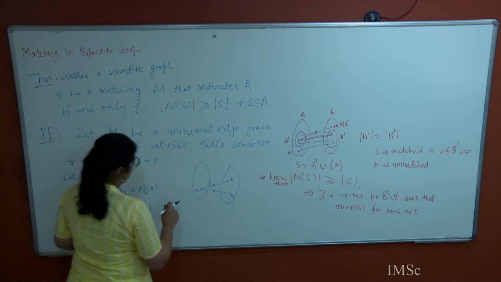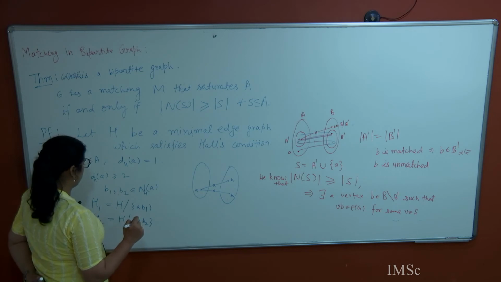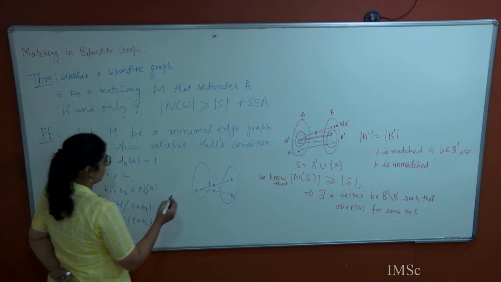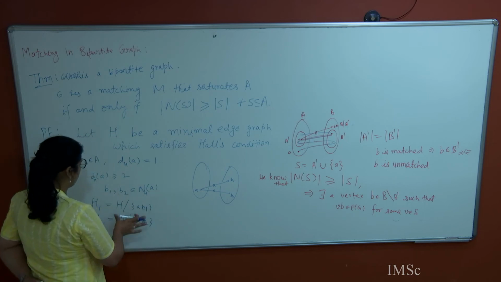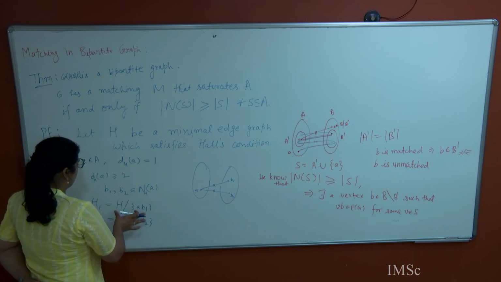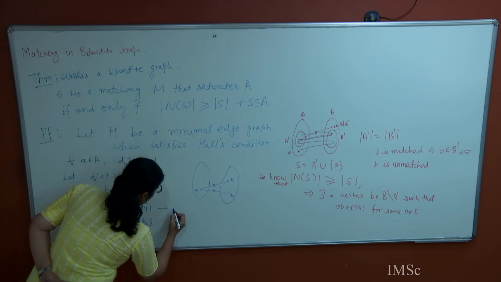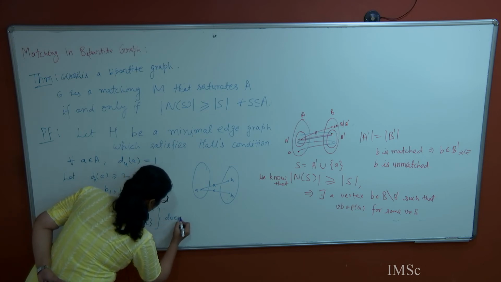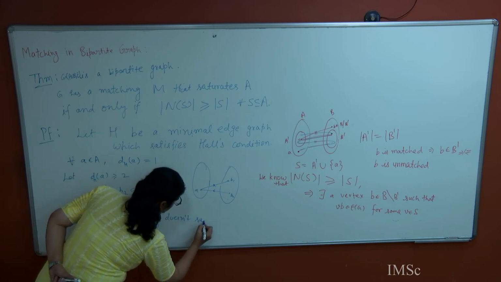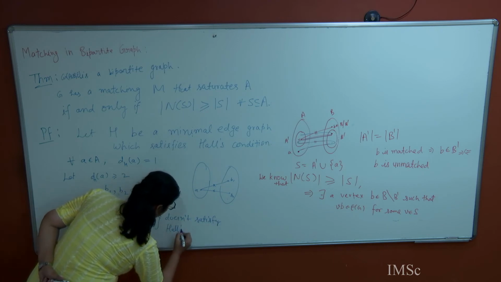So, suppose it does not satisfy, then what can we say? We have now two graphs. It does not satisfy Hall's condition means that both of these do not satisfy Hall's condition.